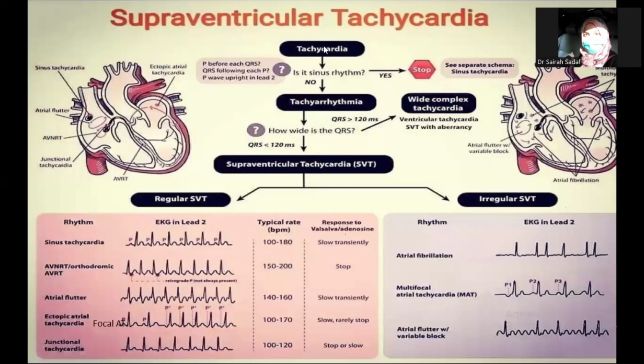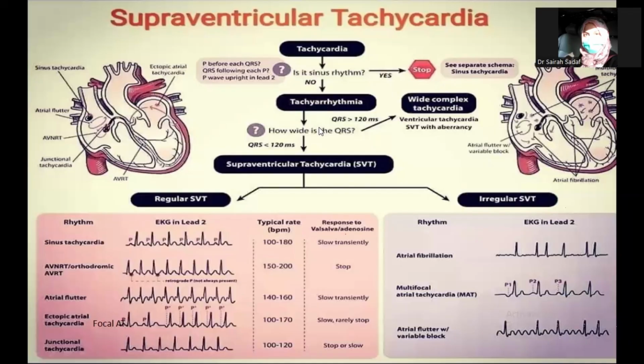First of all, tachycardia. Then you will look into the sinus rhythm. Is the P wave there or not, upright, coming before the QRS complex or what? If yes, then it's sinus tachycardia. Just leave it alone. There's nothing to be too much worried about. And if it's not sinus rhythm, first of all, it is a tachyarrhythmia.